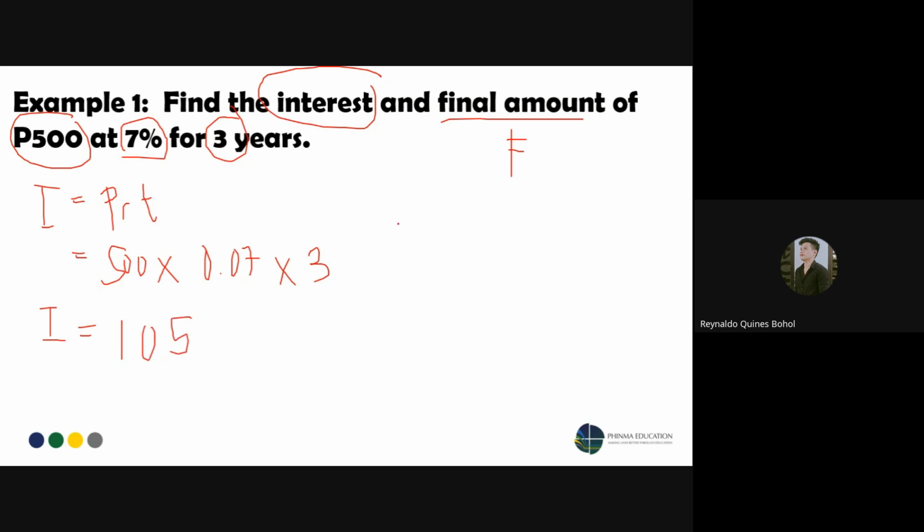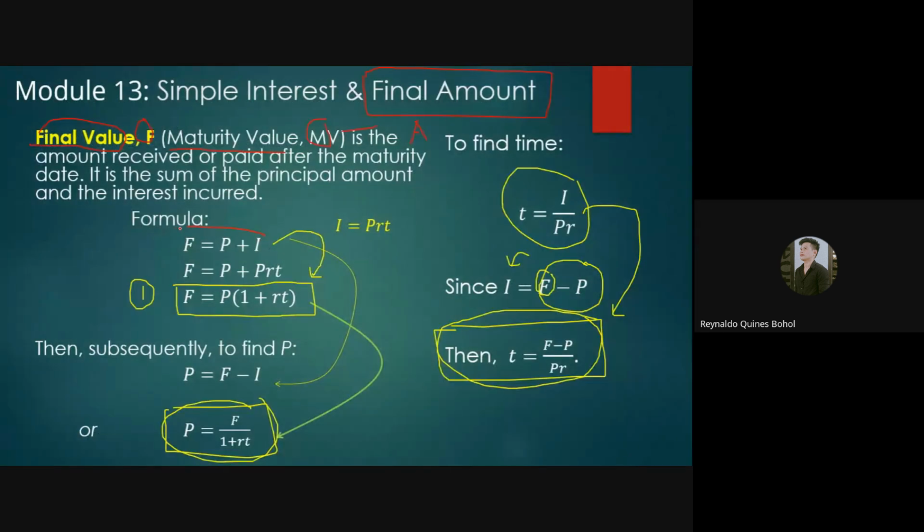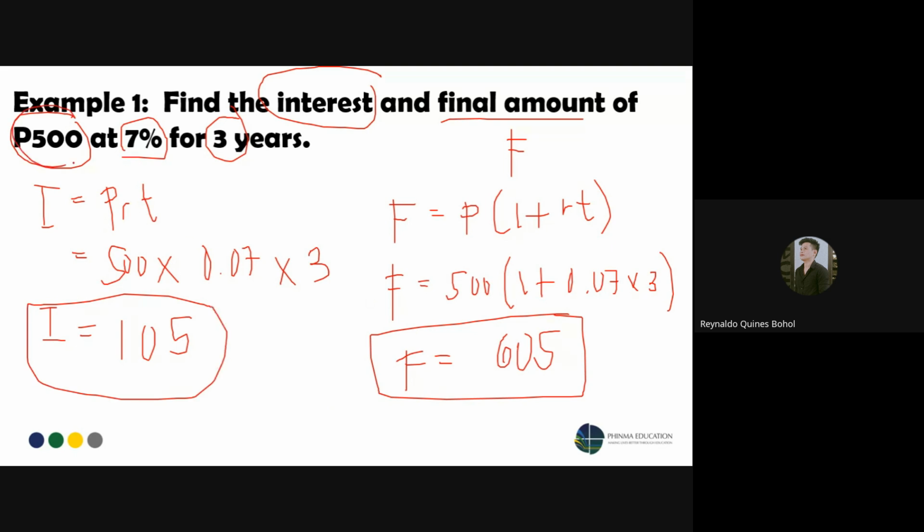And how about the final amount? The formula again for the final amount is P times 1 plus RT. This is the first formula I showed you. So find the final amount, guys. This is 500 times 1 plus the rate 0.07 multiplied by 3 years. So what is the final amount? 605. Thank you, Ken Barbian. 605 is the final amount. You can also use the first formula there. Here, F is equal to P plus I. Your I is 105, and your P is 500. So 105 plus 500 is equivalent to 605.